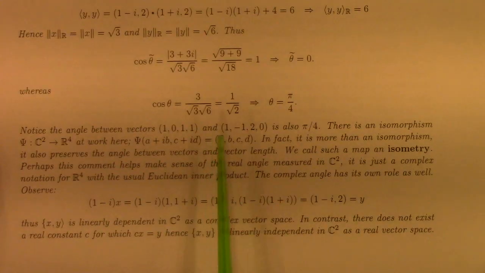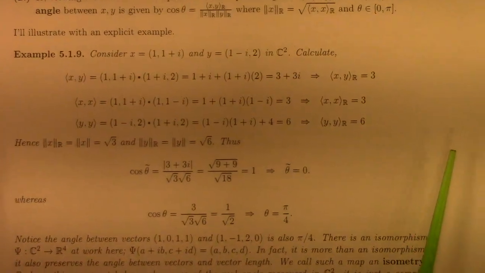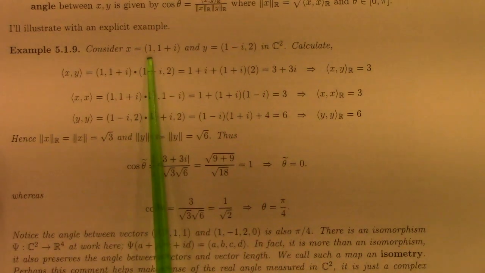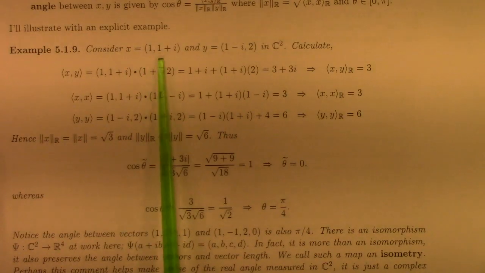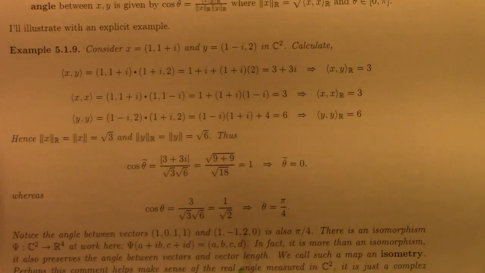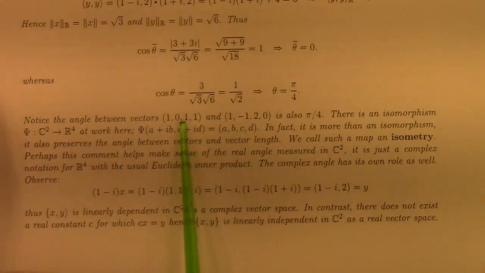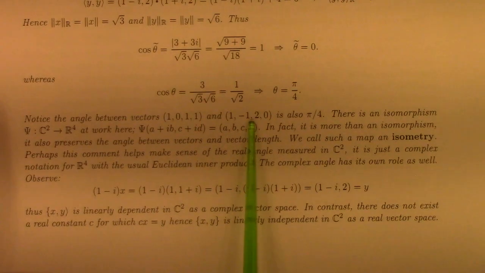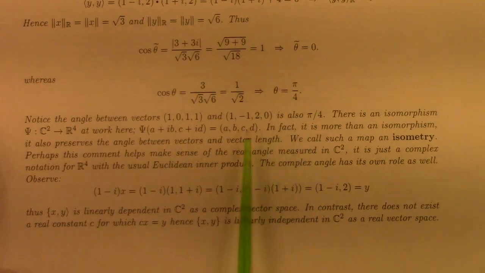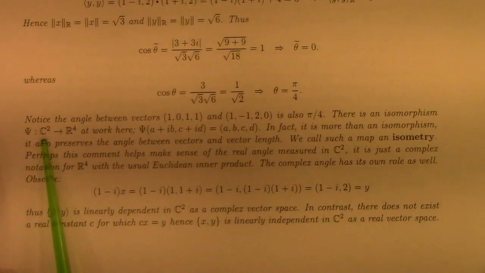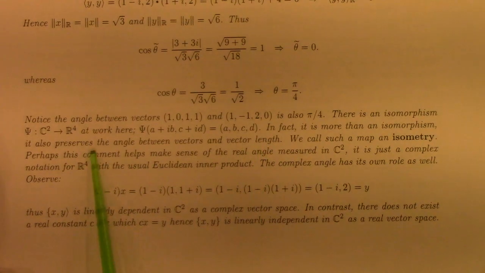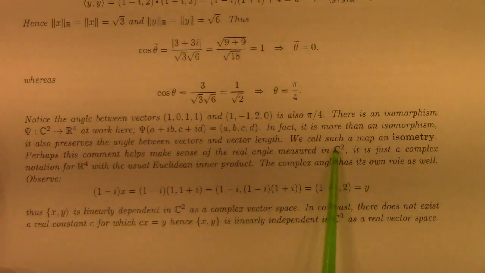So if you want to translate back into the natural correspondence to R4, these complex 2 vectors would correspond naturally to 1, 0, 1, 1, and this one would correspond to 1, minus 1, 2, 0, as I have down here. So these are the 4 vectors that naturally correspond to those 2 complex vectors. And if you calculate the angle between this and that in R4, you also get pi over 4. So there's pretty obviously an isomorphism between C2 and R4 at work here. But in fact, it's more than an isomorphism. It preserves the angle between vectors as well as vector length. We call such a map an isometry.